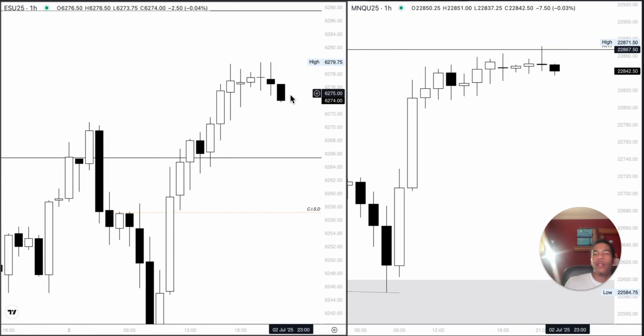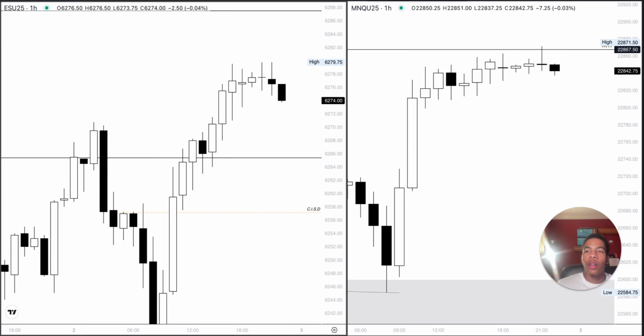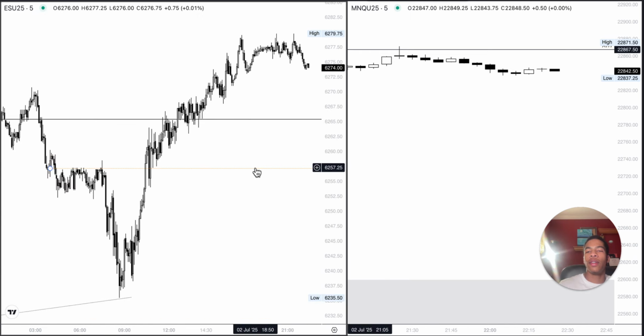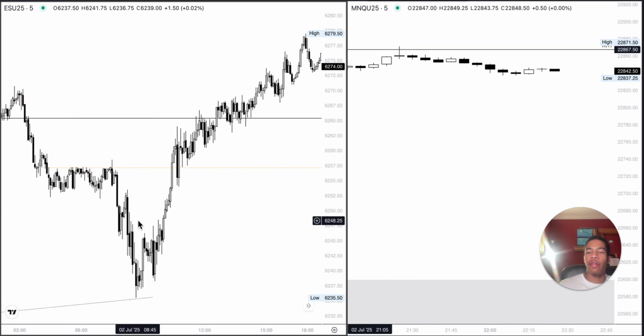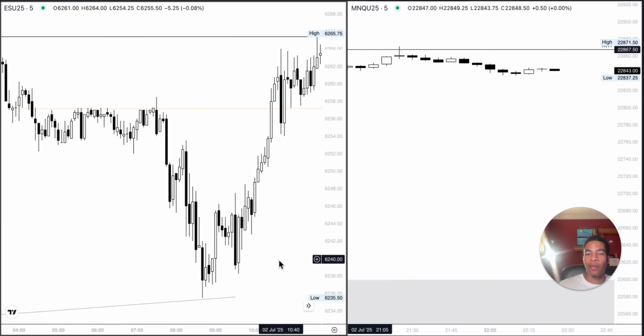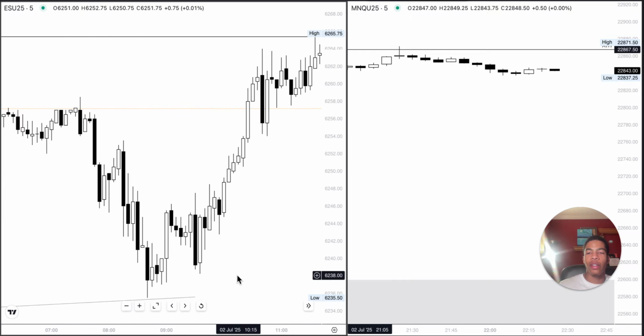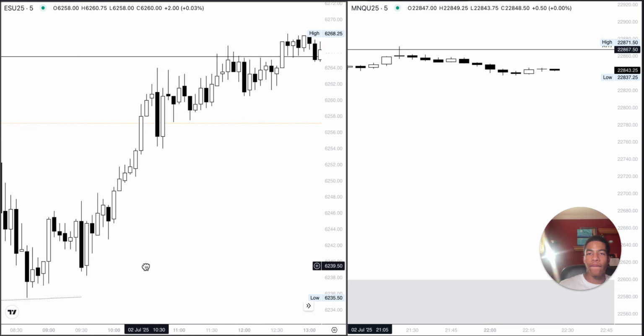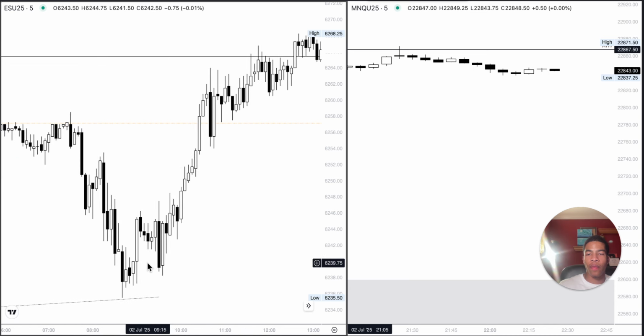So what do I say to you guys? I'll pull it into detail. Change of state delivery, fair value gap. What do you have right here? The 5-minute of ES.